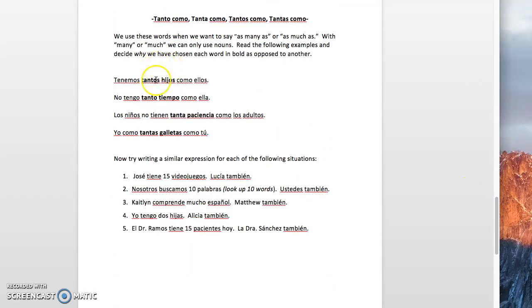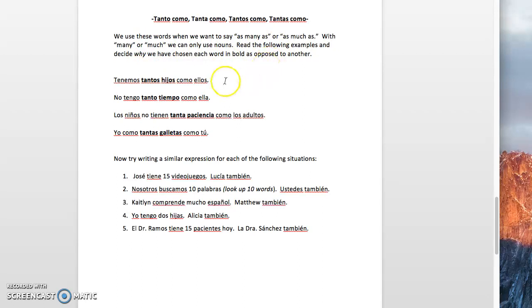Lastly, we have tanto como, tanta como, tantos como, y tantas como. We use these words when we want to say as many as or as much as. With many or much, we can only use nouns. So, many children, much patience, much time. Read the following examples and decide why we've chosen each word in bold as opposed to another.